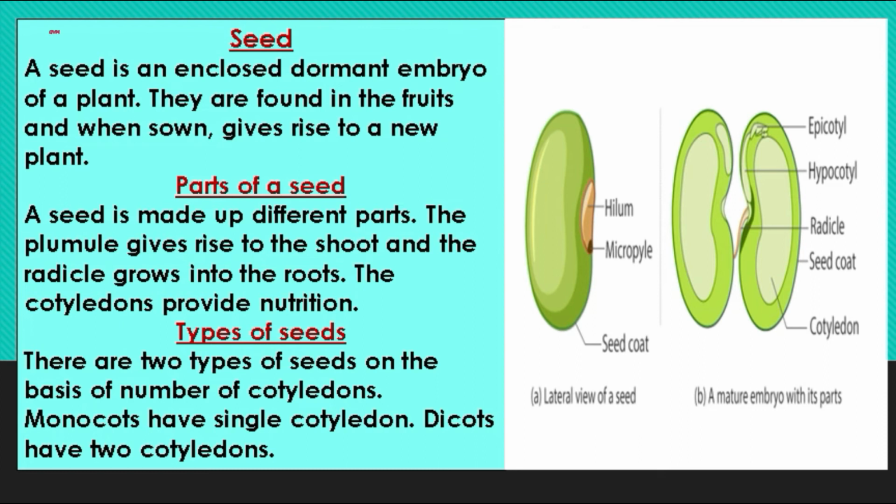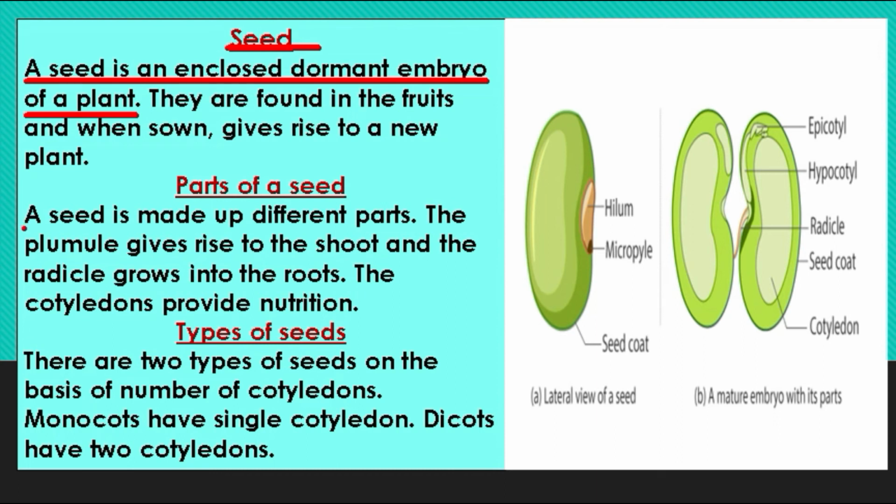Now students, the next important part of a plant is the seed. Students, a seed is a small embryonic plant enclosed in a covering called the seed coat. Students, a seed is the basic part of any plant, and it is also known as the enclosed dormant embryo of a plant, that is to say, a sleeping baby of a plant. And students, as you all know, seeds are basically found in fruits, and when you sow them, they give rise to a new plant.